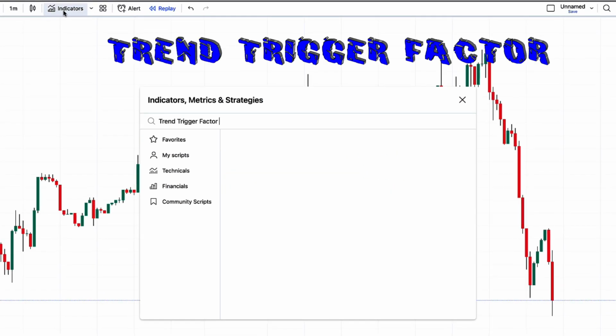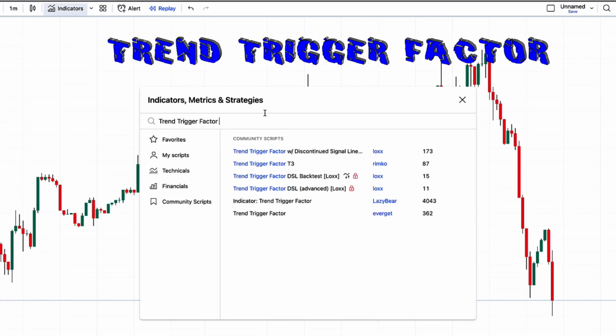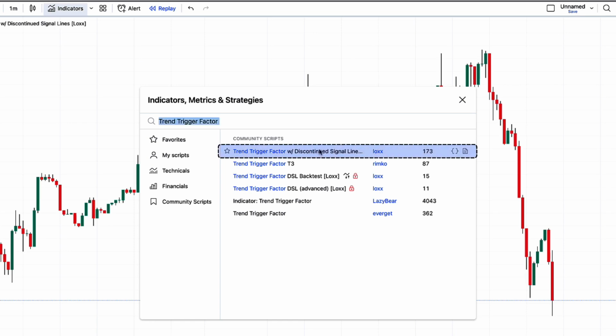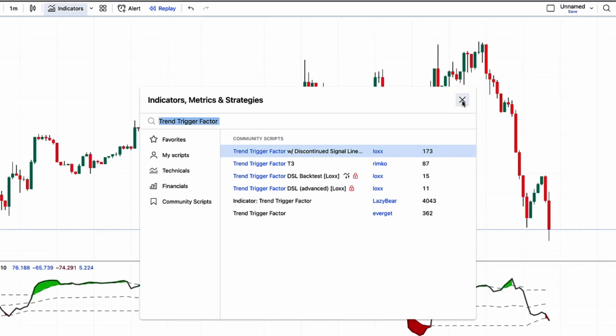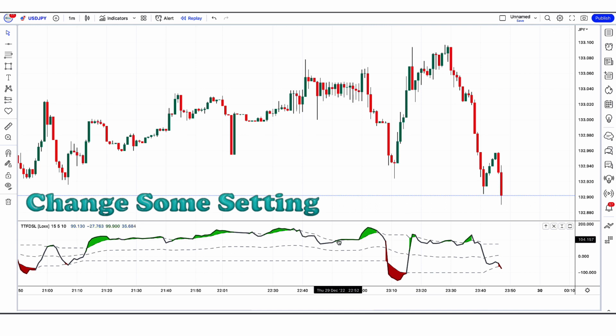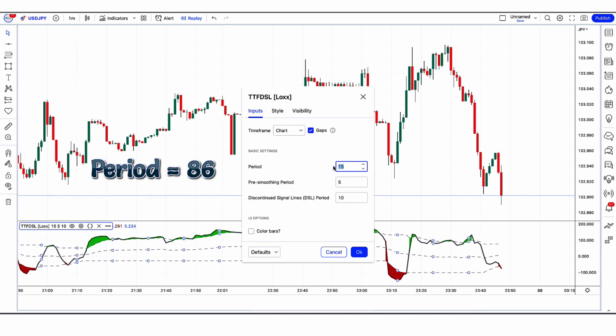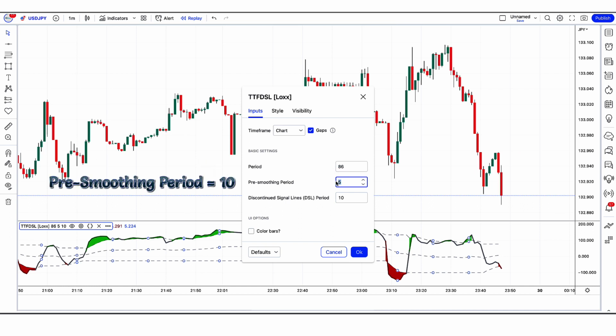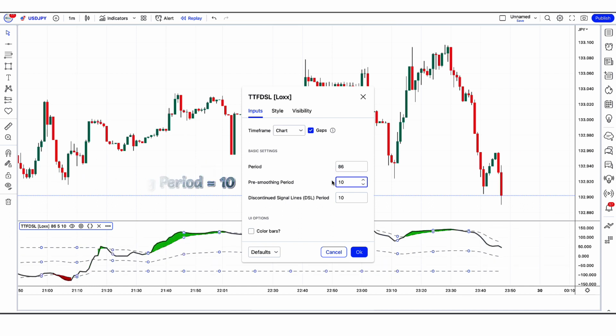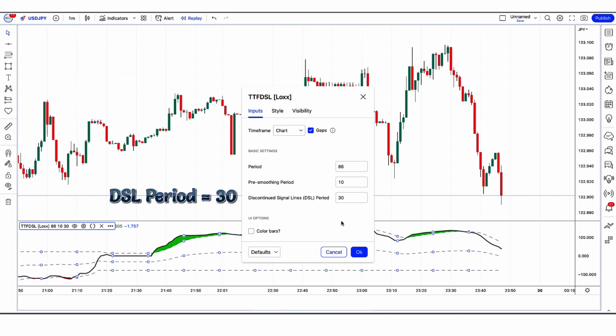First of all, we will search trend trigger factor in the search box of TradingView. After that, we have to click on trend trigger factor by locks option, in which we have to change some settings. We have to replace the period 15 in place of 86 and pre-smoothed period 5 in place of 10 and DSL period 10 in place of 30.